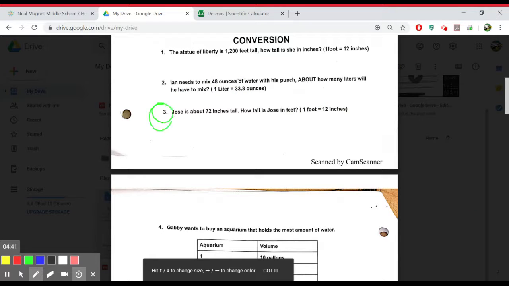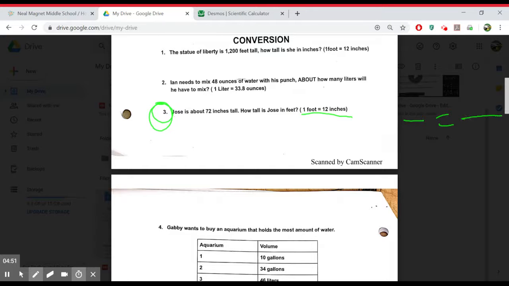Question number 3 says Jose is about 72 inches tall. How tall is Jose in feet? So again, I set up fraction bar equals fraction bar. I've got inches, feet, inches, and feet. So if I set this up, I've got 72 inches, and I don't know how many feet 72 inches is, but I do know that in 1 foot, I have 12 inches. What I need to do, I'm going to end up dividing this.